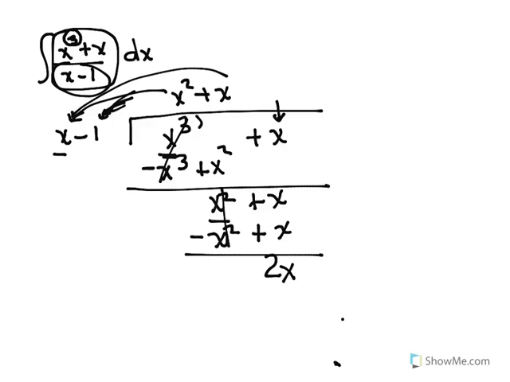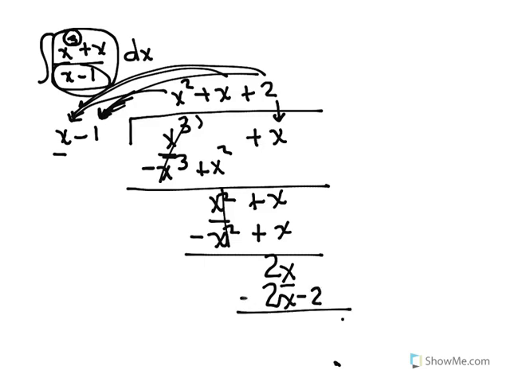I can still divide because the degrees are the same. So 2x divided by x, I have a 2. Now I'm going to do the same thing. Multiply by each one of the terms, so that I have here a 2x, and 2 times negative 1 gives me a negative 2. Remember, I'm subtracting. This cancels, and I get a 2. So that's my remainder.